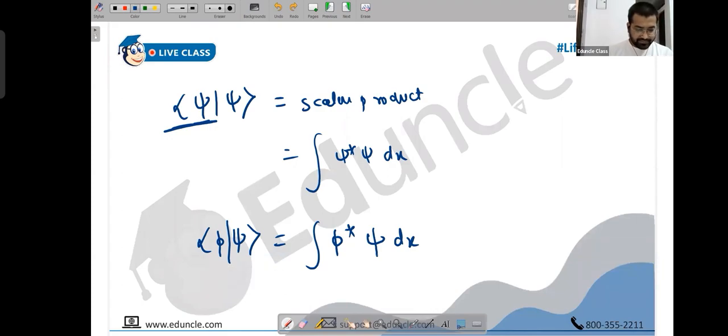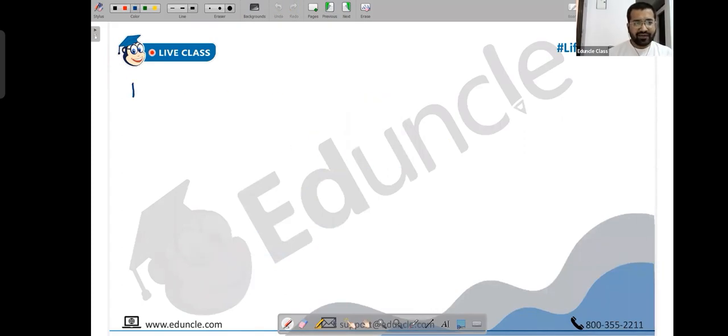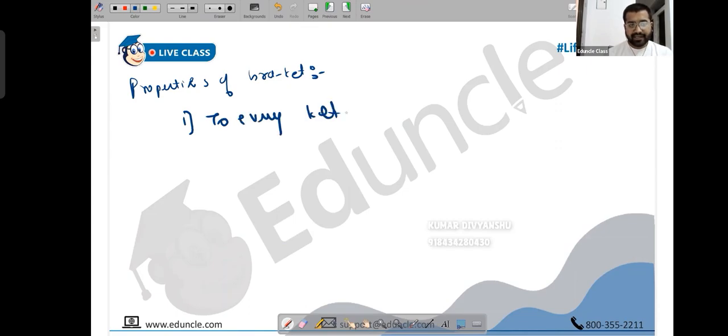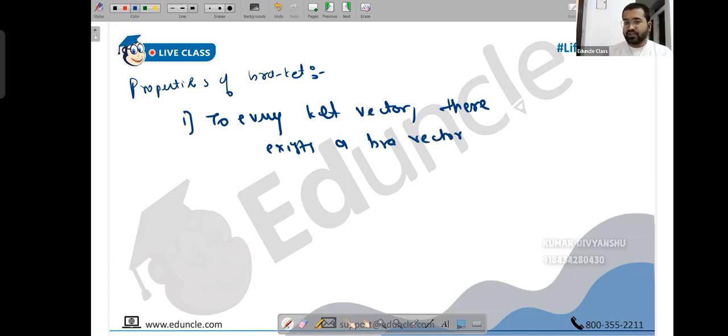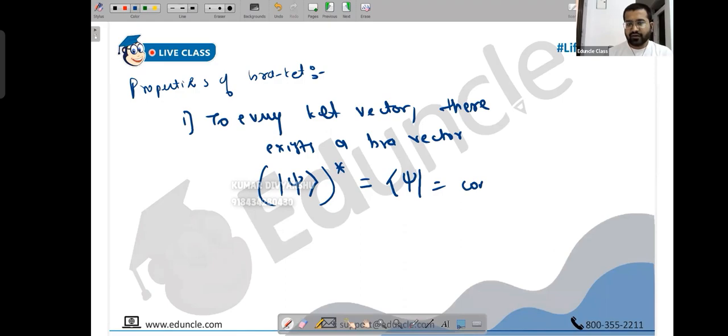Okay. So properties of bracket vectors. It's very similar to what we learned yesterday. First, to every ket vector there exists a bra vector. So basically, to every wave function there will always be a conjugate. You can also write that if you have a ket vector, you can take the conjugate of this, and it will immediately convert itself into a bra vector. As simple as that. This is nothing but the conjugate of psi, the conjugate of your ket vector.